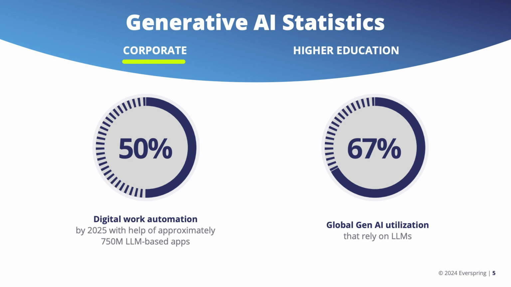Additionally, the latest LLM statistics show that almost 67% of organizations are already using generative AI products that rely on LLMs to process human language and produce content. This includes not only corporate entities, but also nonprofits, which significantly expands the pool of potential adopters. On the higher education front, Gen AI presents exciting opportunities for everyone involved, from students and teachers to policymakers.